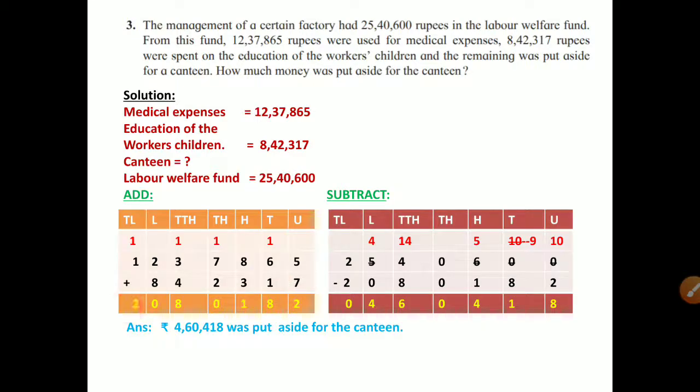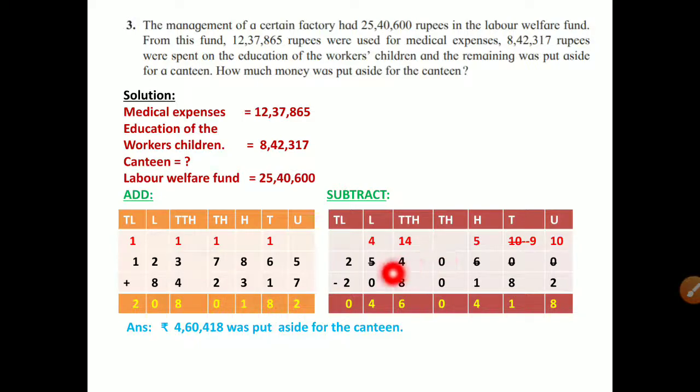8,42,317. Add 7 plus 5, 12, 2 down 1 carry, 1 plus 6, 7, 7 plus 1, 8, 8 plus 3, 11, 1 down 1 carry, 1 plus 7, 8, 8 plus 2, 10, 0 down 1 carry, 3 plus 1, 4, 4 plus 4, 8, 2 plus 8, 10, 0 down 1 carry, 1 plus 1, 2. Answer is 20,80,182.